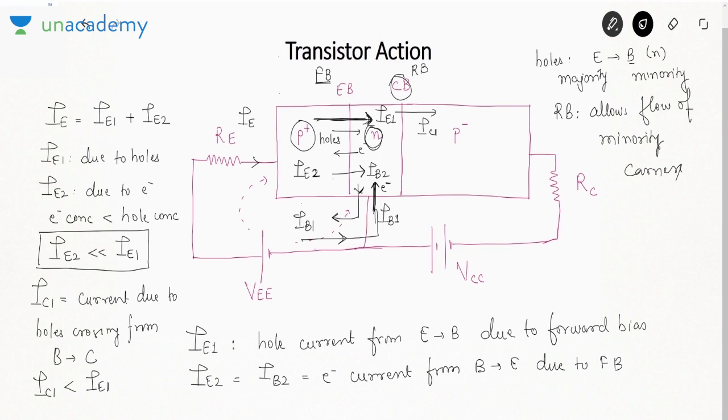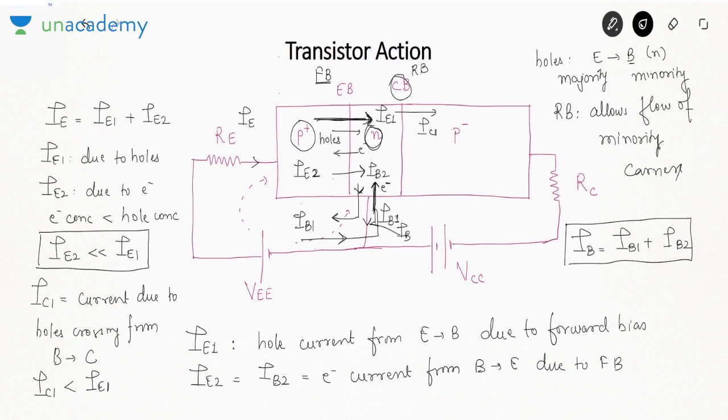Okay. So if we talk about this base current, by KCL I can say this base current is IB1 plus IB2. Is it fine? Now if I want to distinguish between IB1 and IB2, IB2 is the electron current for those electrons which go from base to emitter due to forward biasing. What about IB1? IB1 is due to the electrons supplied by the battery to replenish the electrons lost in recombination. Is it fine?